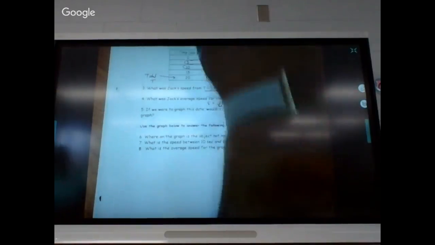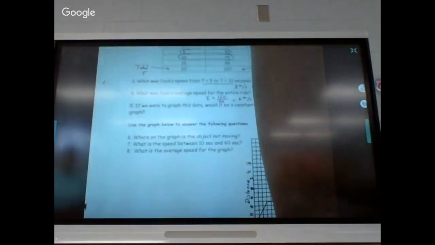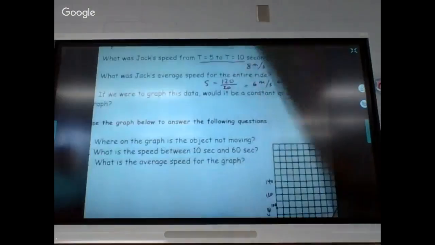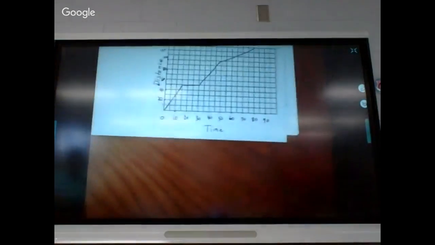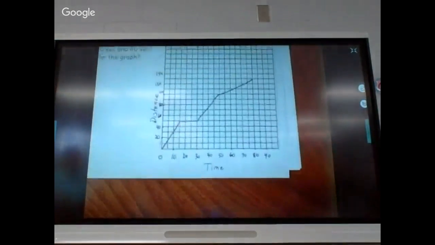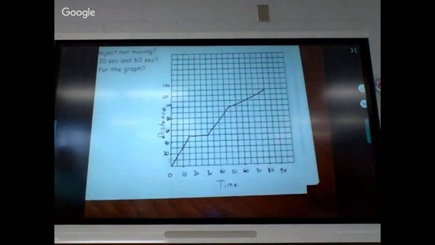Now, number 6, 7, and 8. Let me blow up this graph and make it bigger so we can read it a little better. Okay? Let's see if I can get this graph on here. I might have to put the questions under the document camera. There we go. All right.